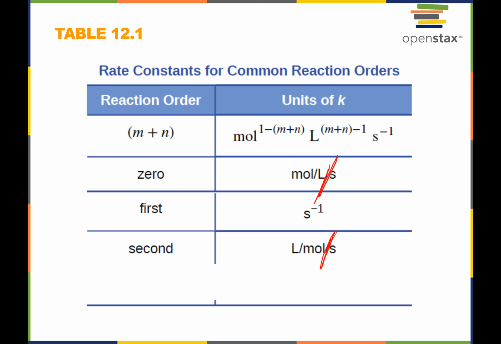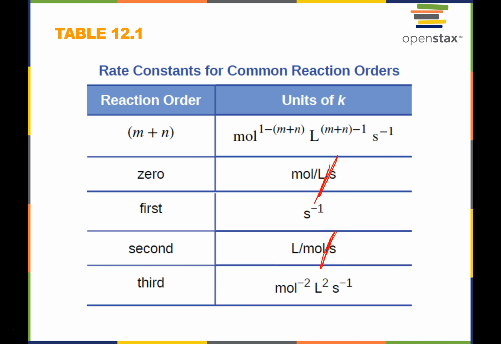Third would be inverse molarity squared, basically, which is kind of, I really don't like how they did that one. What they're trying to say is liters squared per mole squared. In this case, their time was seconds squared. That is just terrible.